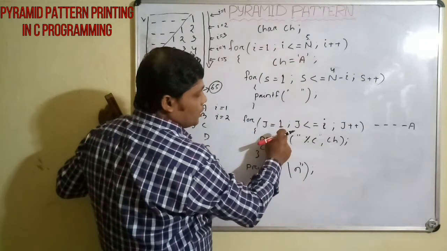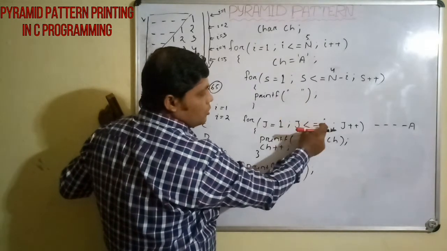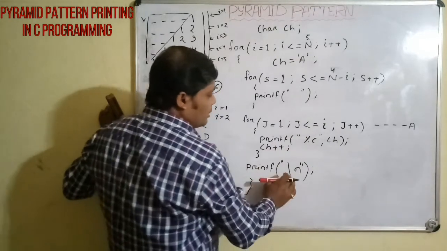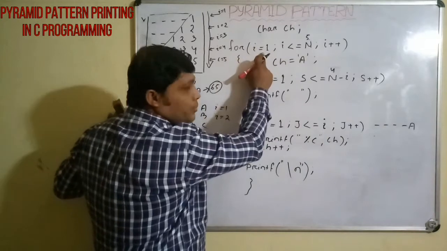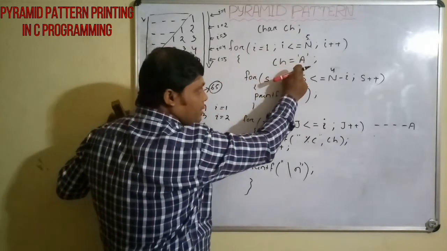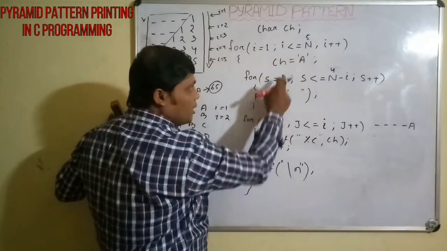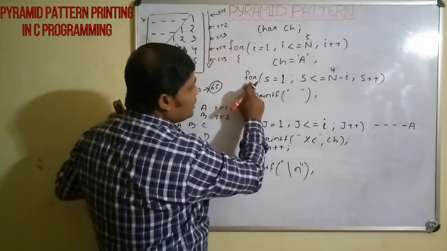Clear? Then J value is 2, 2 less than equal to 1. Condition false, it will go out of this loop. Then print a backslash n and it will go to the next line. Then I value will be 2, 2 less than equal to 5, yes, CH will be again what? A. CH value is now A. Previously it was B, now it is A, because it is assigned to A.